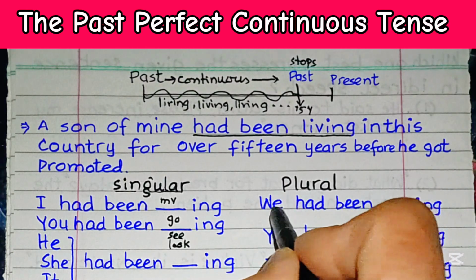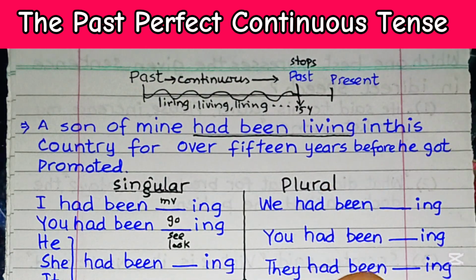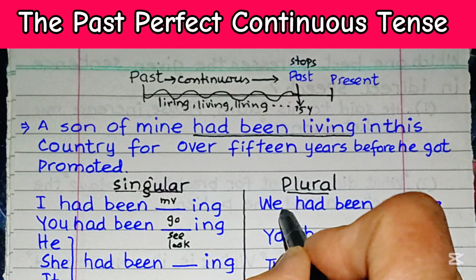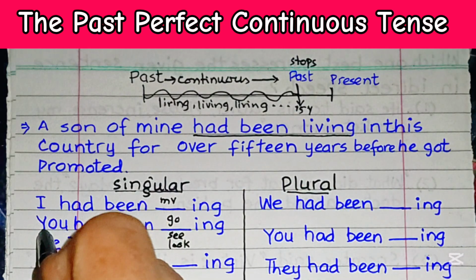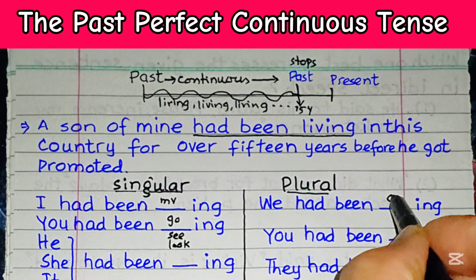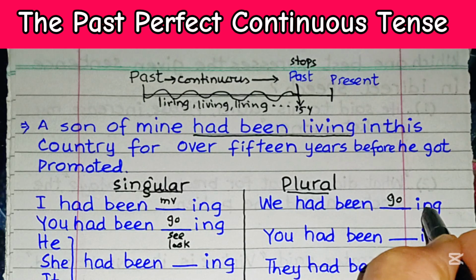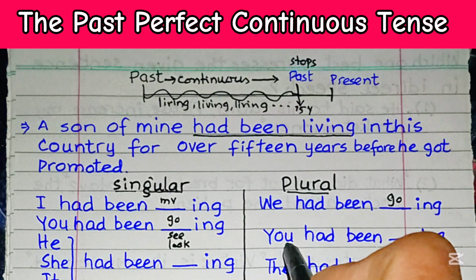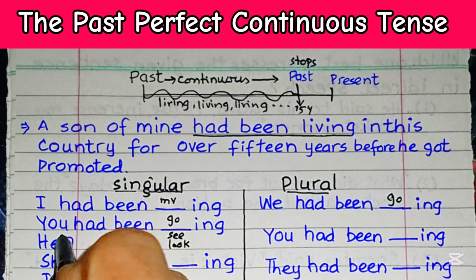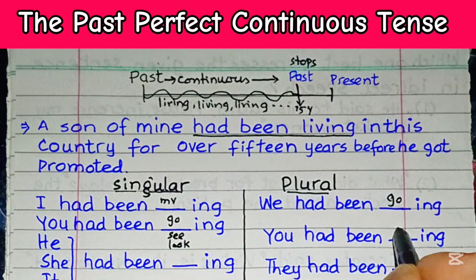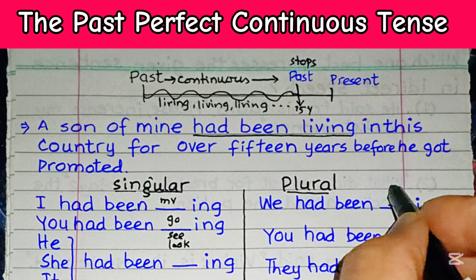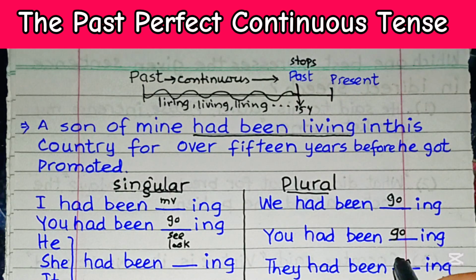And for the plural, we have got we, that is combination of I and you. We had been going, main verb with ing ending. You, that is the plural form of singular you. You had been going, and then they, the plural form of he, she, it, they had been going. So this is main verb that is in simple form.